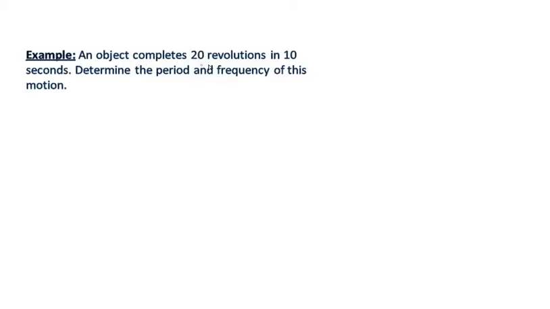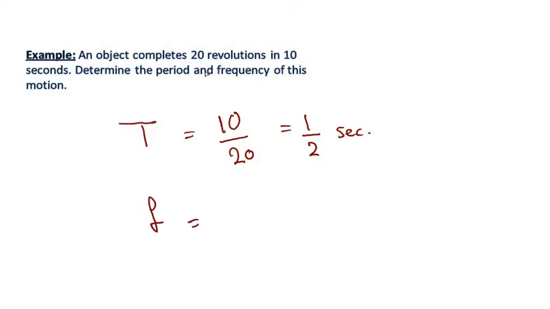An object completes 20 revolutions or cycles in 10 seconds. Determine the period and frequency of this motion. The period is the time, which is 10 seconds, over the number of cycles or revolutions, which is 20, and this is 1/2 seconds. The frequency is the number of cycles in each second. So it is 20 over 10 or 2 hertz.